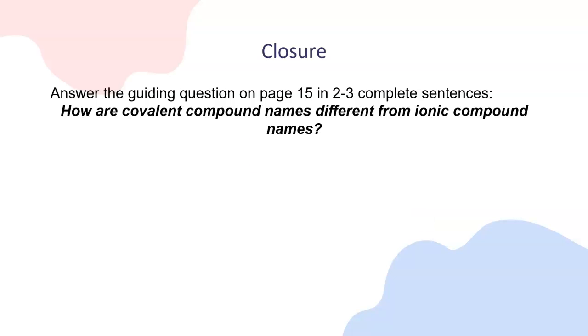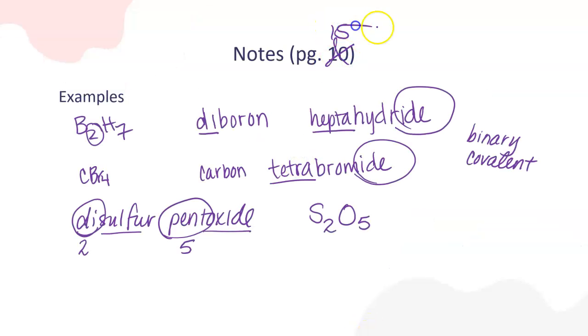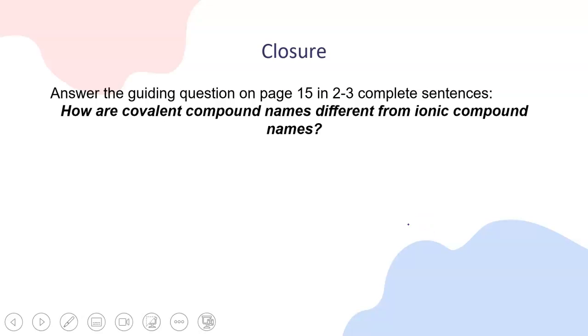So at the bottom of the page, the note should be page 15 because I know how to update the slides. At the bottom of page 15, make sure you answer the guiding question. How are covalent compound names different from ionic compound names? Please make sure you are focusing on the key differences because that is where you will get the most confusion.